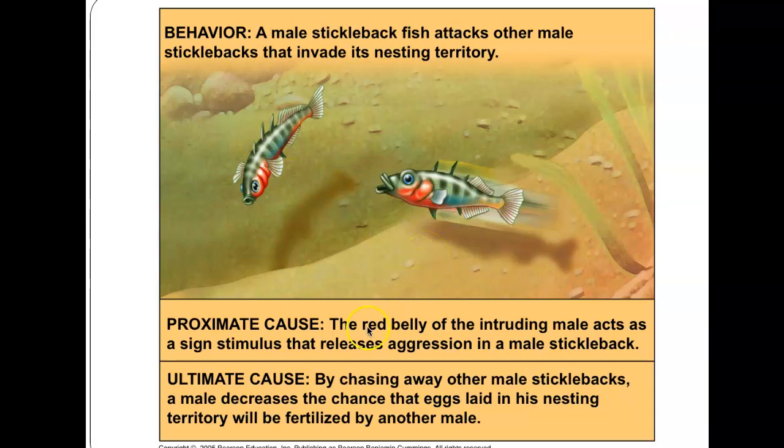The ultimate cause of behavior is the underlying reason, the evolutionary survival reason that this happens: if this male chases away this other male, he is then going to be able to mate with the females and he is going to be able to pass along his genetics. So there's proximate causes, the how, and then there's ultimate causes.